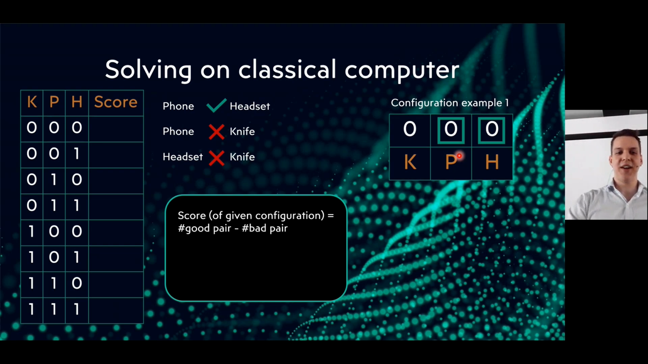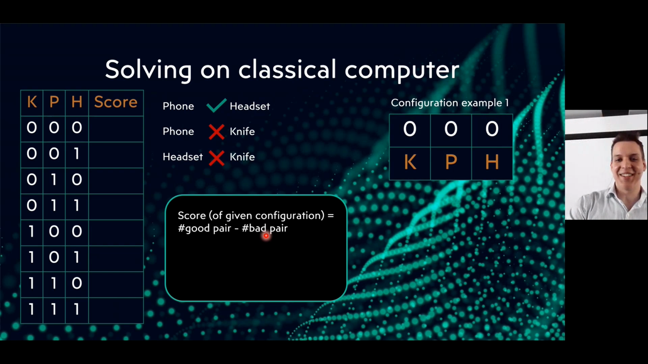This is fitting, okay, right? So you have a 1. Let's say this is a 1, a good pair. We have one good pair. Then you say, okay, what is bad? Bad is that you have a knife and a phone in the same bag. So this is also 1, but there's also another bad pair. You have also the knife and the headset in bag 0. So from the equation, this is of course 1 minus 2. 1 minus 2 is minus 1.